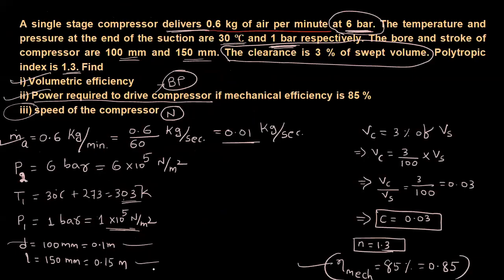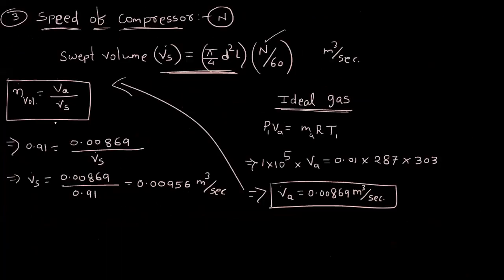Once you solve this question, this is a little bit difficult, a little bit complex, because the first 2 points there is no difficulty. For volumetric efficiency, we have a direct formula, and for power required to drive the compressor, I mean brake power, we have a direct formula. The only difficulty is in calculating the speed of the compressor, because the speed of the compressor we can calculate from swept volume. Formula is pi by 4 d square L into n by 60. And again, we have to calculate the swept volume from the volumetric efficiency. And again, for this one, we need the actual volume flow rate of air.